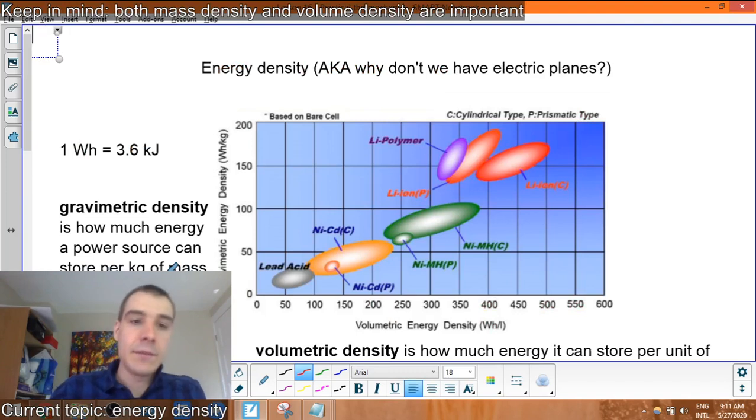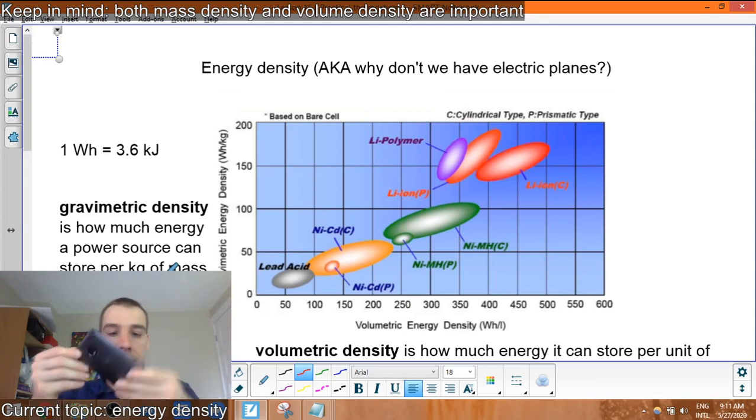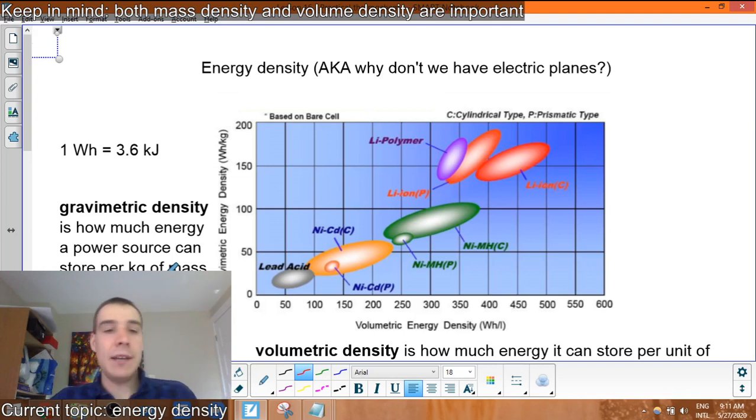So here's a practical question. Why don't we have electric planes? We have electric cars. We have electric phones. This thing goes all day, right? And it's a very small battery comparatively. Why don't we have electric planes? Well, the answer comes from energy density, the concept of energy density.